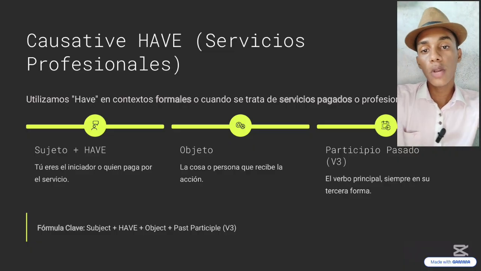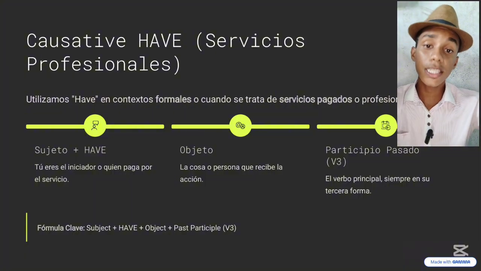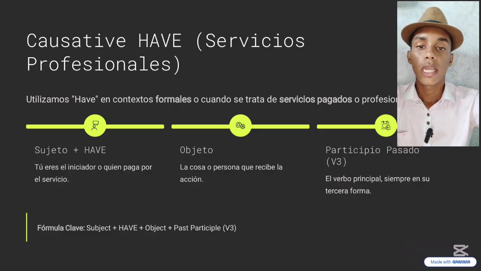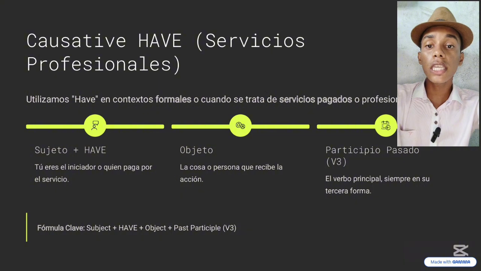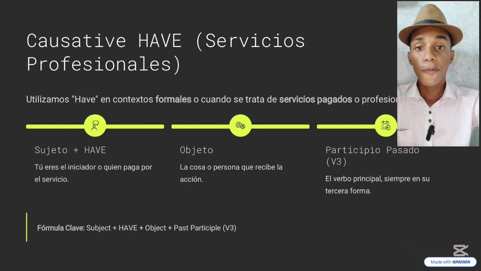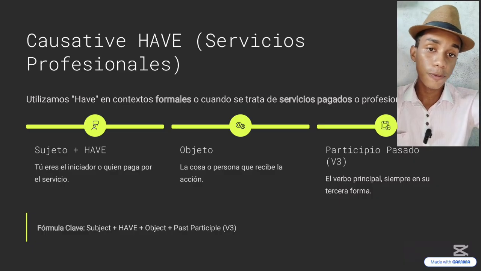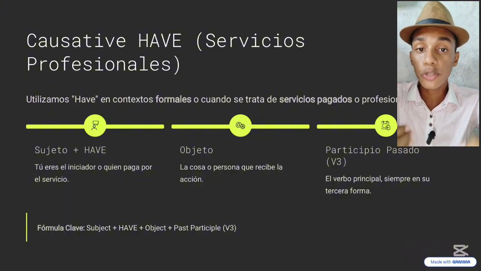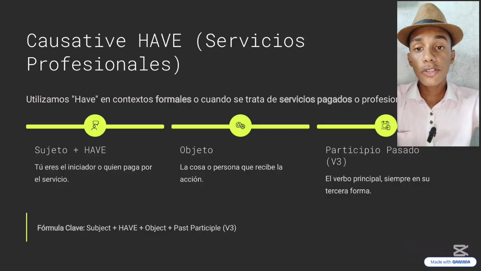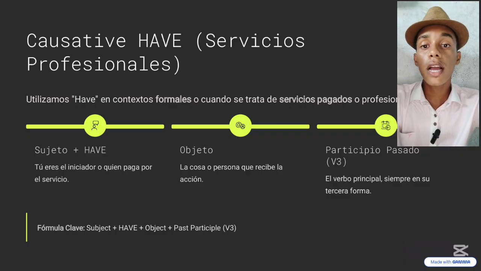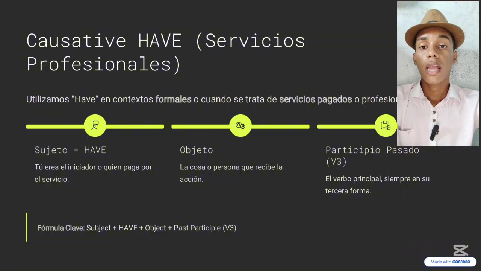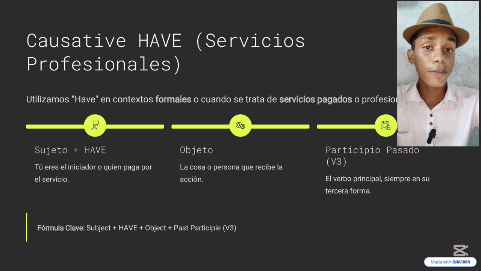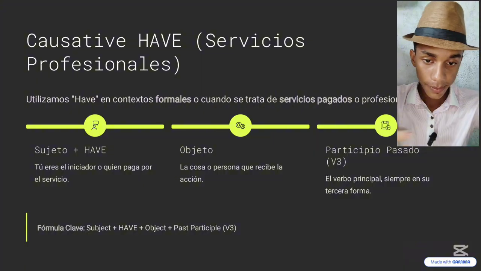This is the precise formula you must memorize for service. Subject plus have, plus object, plus past participle, or be. The main verb must always be in its past participle form regardless of the tense used for have. For example, my authentic example is: I had my laptop repaired last week. This clearly means I hired a technician to fix it. I didn't repair it myself. The use of the past participle emphasizes the finished service.